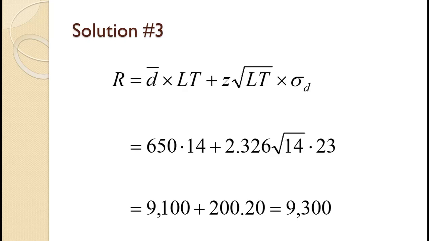Again, we must convert the daily standard deviation into a standard deviation during lead time. Plugging in the average daily demand of 650, lead time of 14, the z-score for a 99% service level of 2.326, and the daily standard deviation of 23 gives us a reorder point of 9,300.